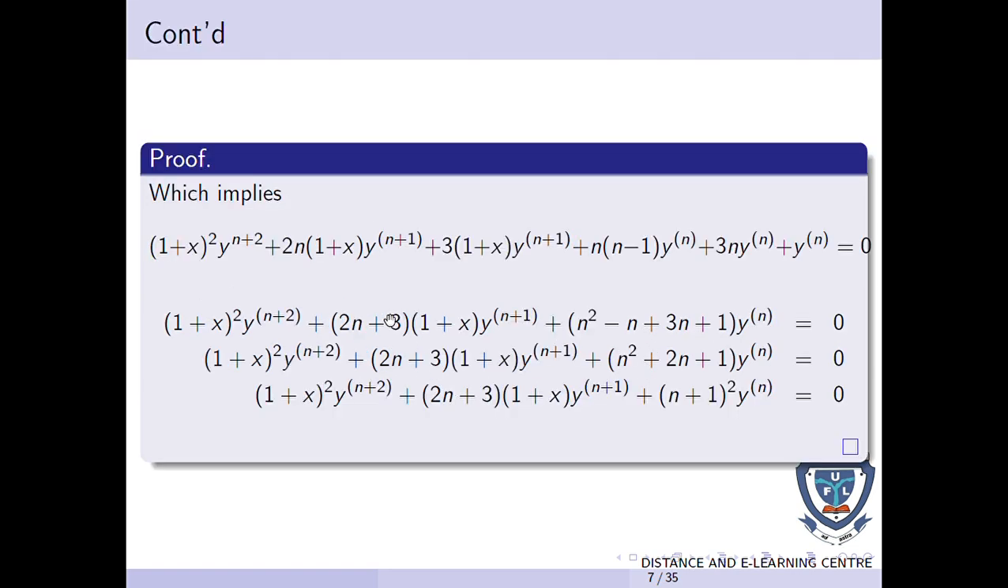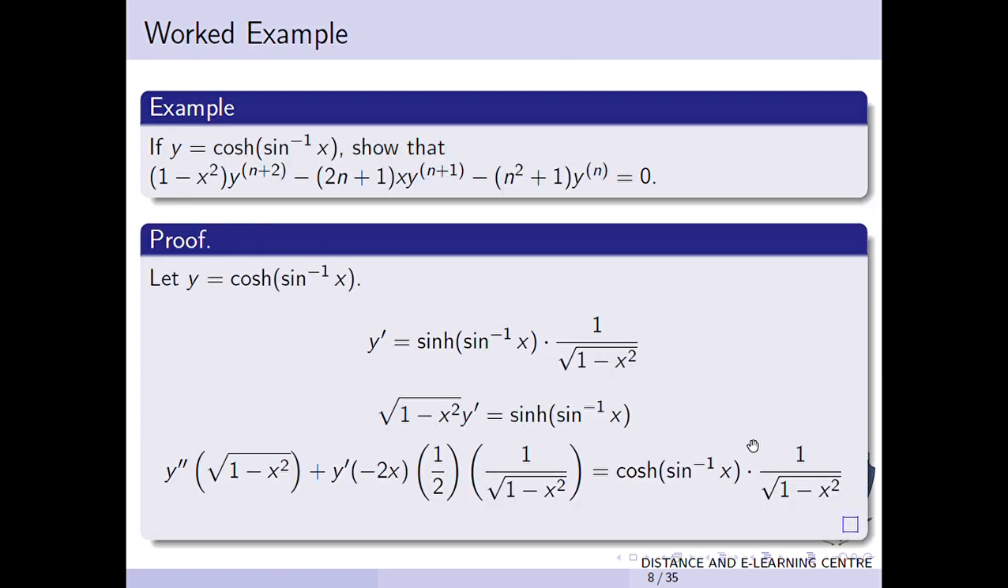So which implies that by the time you collate all the like terms and simplify further, all the y raised to power n plus 2, you group them together. All the y raised to power n plus 1, you group them together. Then all the y raised to power n, you group them together. At the end, you're going to arrive at (1 plus x)^2 y^(n+2) plus (2n plus 3)(1 plus x) y^(n+1) plus (n plus 1)^2 y^n equal to 0 as given in the initial question.